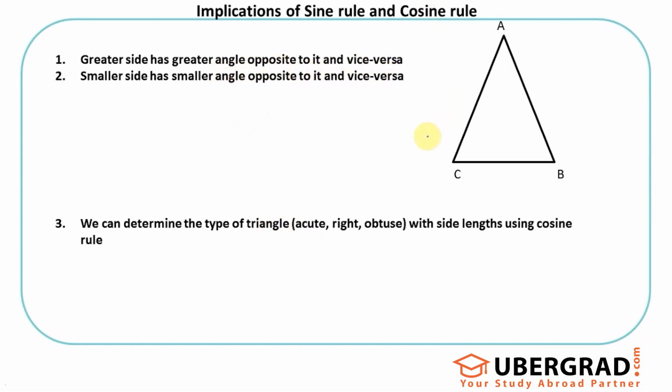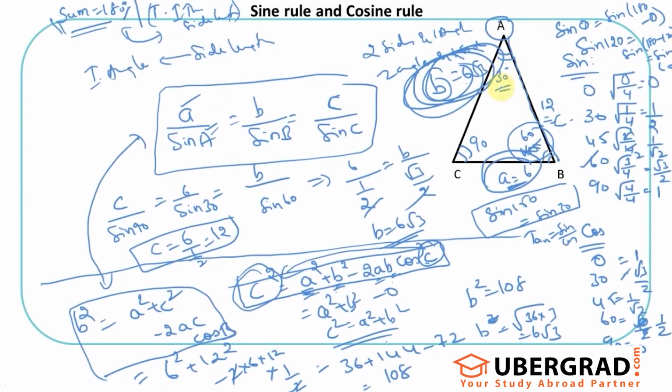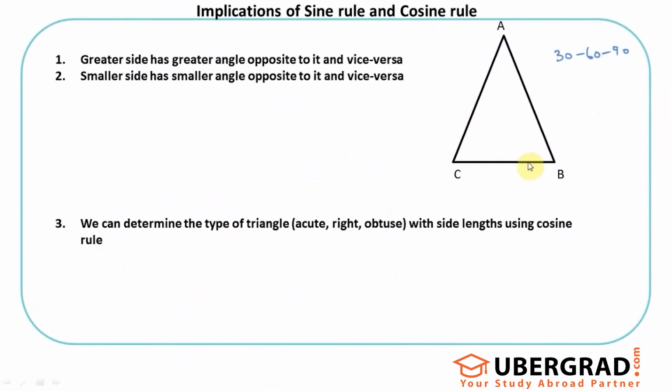So what am I talking about? Let's look at the initial situation, whatever we have done earlier. I took a triangle of 30, 60, 90, the example which we did here, and the sides turn out to be 6, 6 root 3, and 12. The side opposite to 30 is 6, 6 root 3 is opposite to 60, and 12 is opposite to 90. This is a triangle that we have just done some time ago in the video.